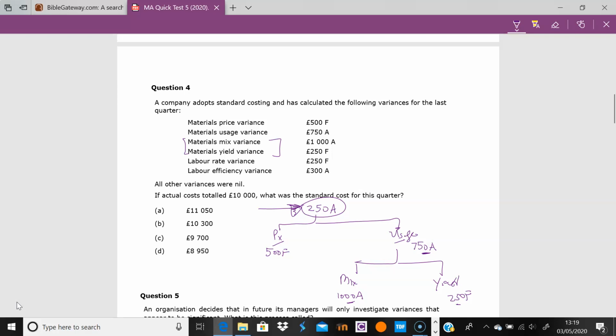Now, the labor variance, which is a completely different resource here, is again broken into two parts, and I have a labor rate variance of 250 favorable and an efficiency variance of 300 adverse. So the actual variance itself overall is a £50 adverse variance, right? So this is the figure I'm interested in. Overall, I have an adverse variance of 250 as far as materials are concerned, and a £50 adverse here. These are variances from the standard to actual, so these are both negative variances.